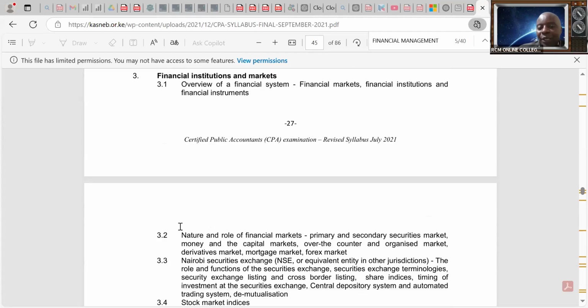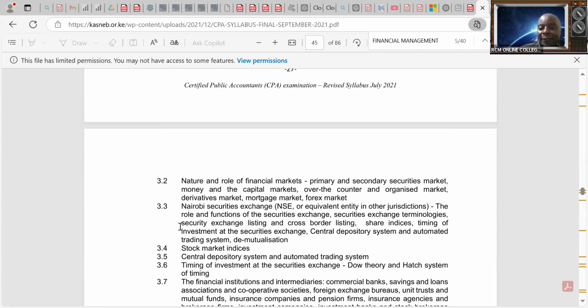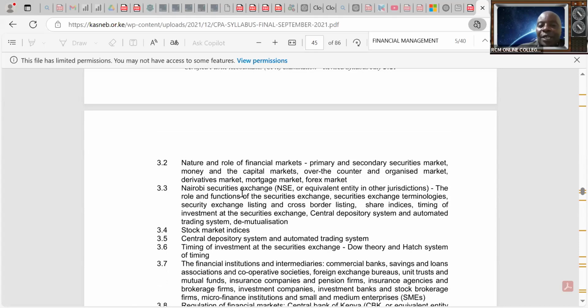institutions, and financial instruments. 3.2, they want us to look at the nature and role of financial markets, both the primary and the secondary securities market, money market and the capital markets, over-the-counter and organized market, derivatives market, mortgage market, forex market. Then they want us to look at 3.3, Nairobi Securities Exchange, NSE or equivalent entity in other jurisdictions, the role and the functions of the securities exchange, terminologies, security exchange listing, and the cross-border listing, share indices, timing of investment at the securities exchange, central depository system, and automated trading system.